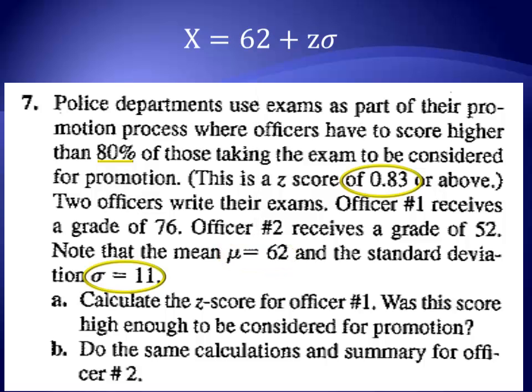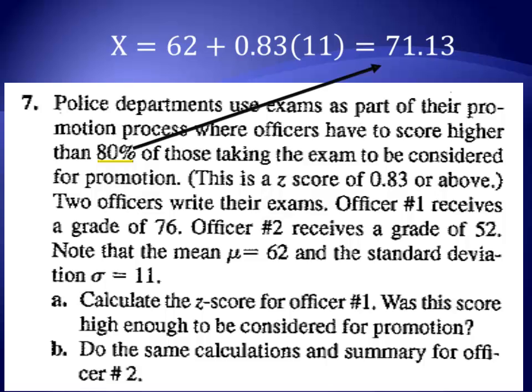By adding in the mean, z-score, and standard deviation, we can see that any officer with a score of 71.13 or lower should not be considered for promotion. This means that Officer 1 should be considered for promotion, whereas Officer 2 should not.